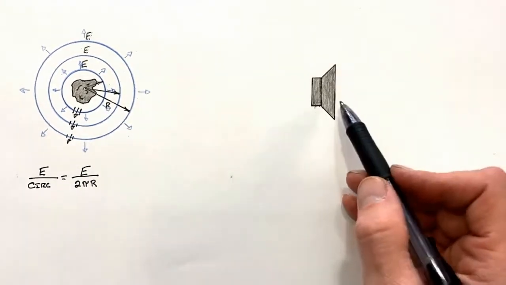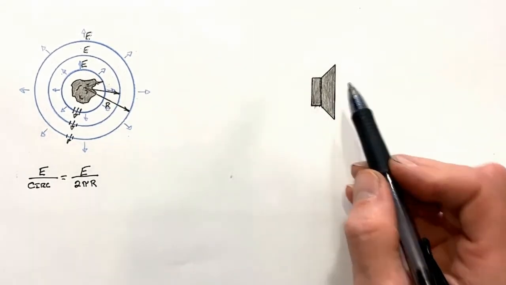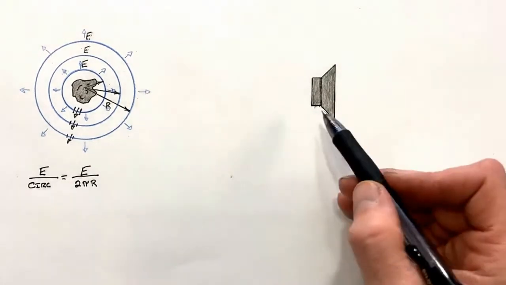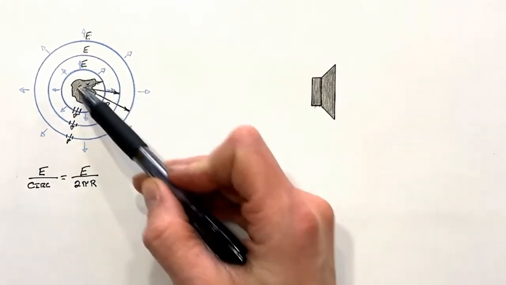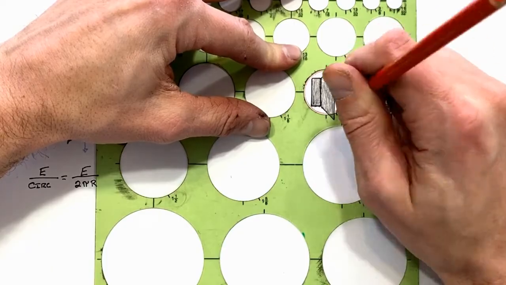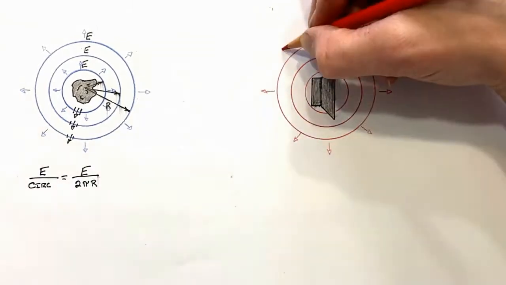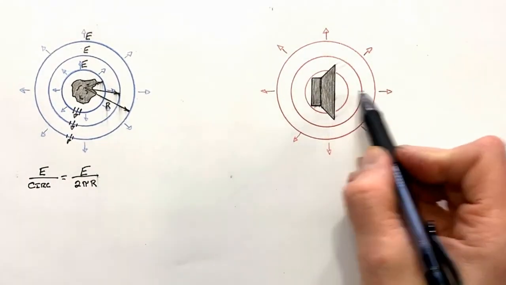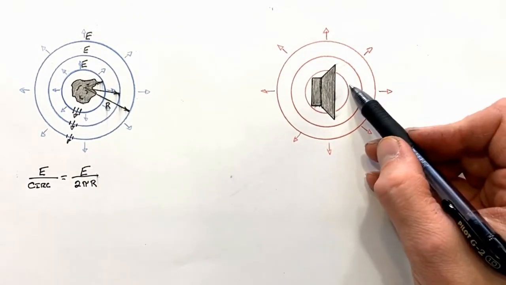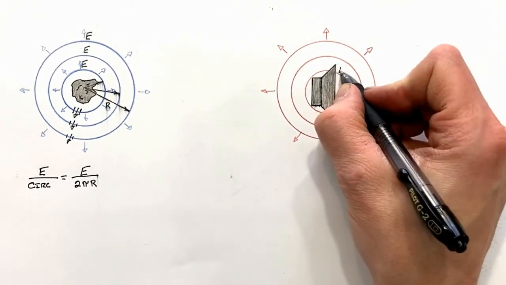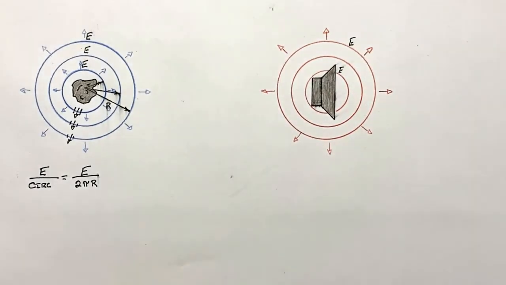So how does this help us understand what's happening to sound as we move farther away from or closer towards a sound source? I want you to realize when a speaker produces sound, that sound radiates outward, much like waves on a pond. So this sound, just like a water wave, is going to radiate outward. Realize a speaker gives a sound wave a certain amount of energy. So the energy in the wave here is going to be equal to the energy in the wave when it gets out here to a greater radius.